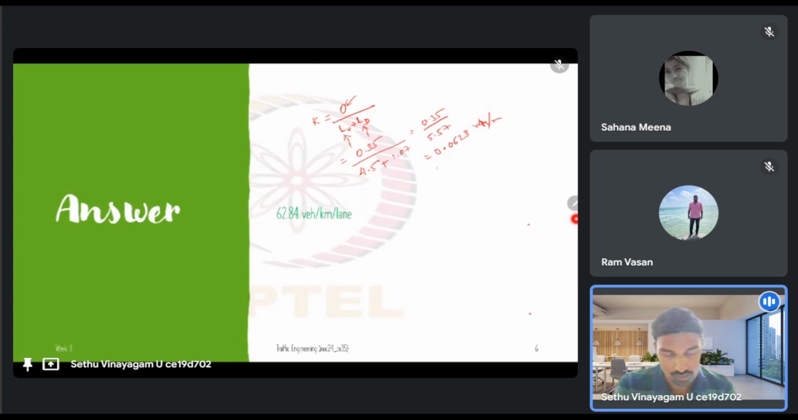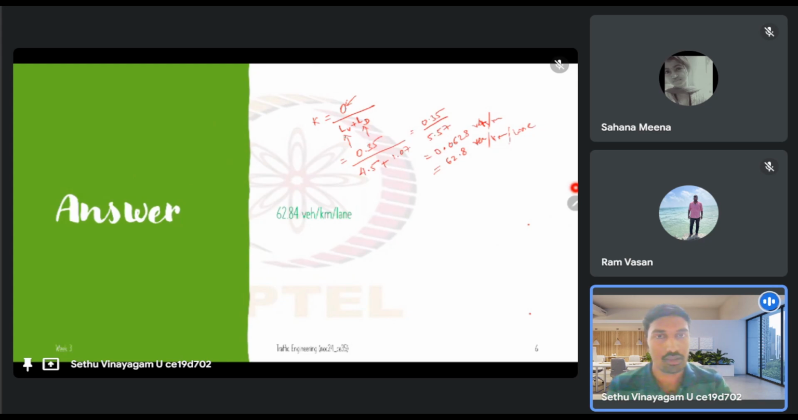But usually we express density in vehicles per kilometer, right? Which means you have to multiply. This is the number of vehicles in 1 meter, so in 1,000 meters, that is 1 kilometer, it will be 62.8 vehicles per kilometer. Again, this is not just per kilometer, this is also per lane, because this detector is usually installed in a single lane, right?